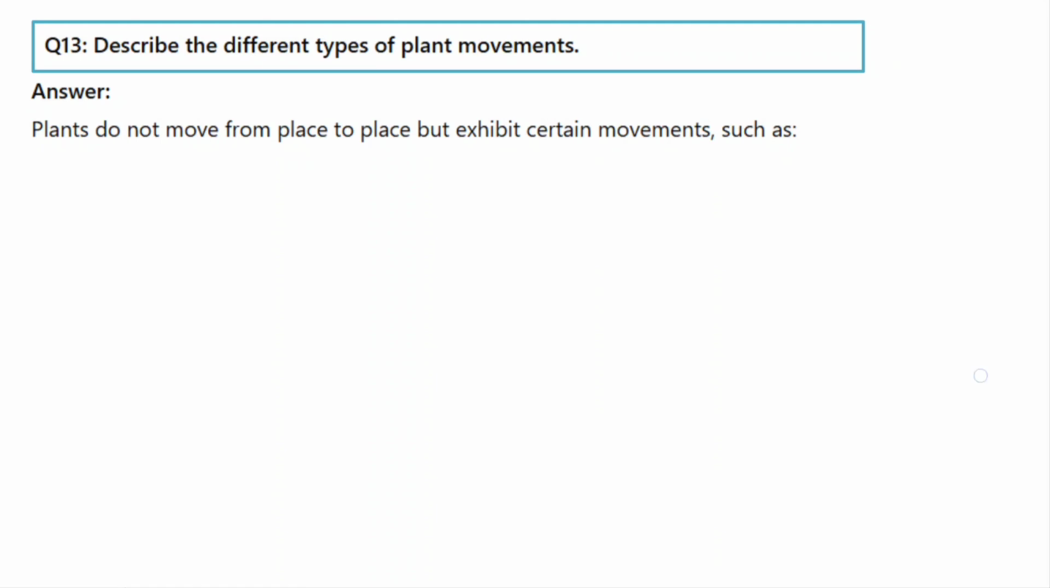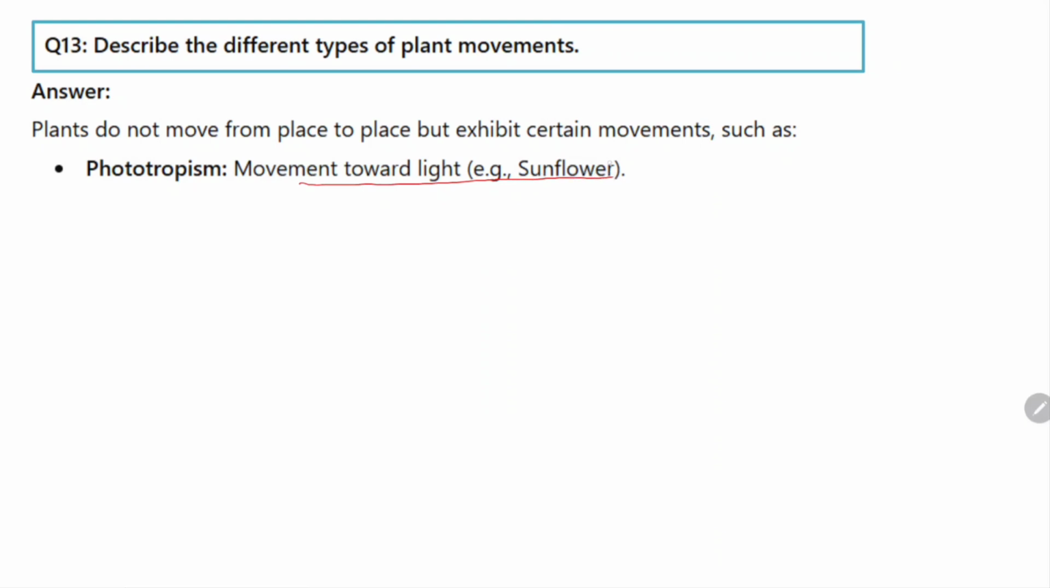Okay, there are certain movements which plants also exhibit, like in response to the source of light, the source of water, and the source of gravity. So we are going to discuss those terms here. Just for understanding I have included this question. The first type of movement is phototropism, that means movement towards light. For example, a sunflower. Here the plant's growth or movement is in response to light.